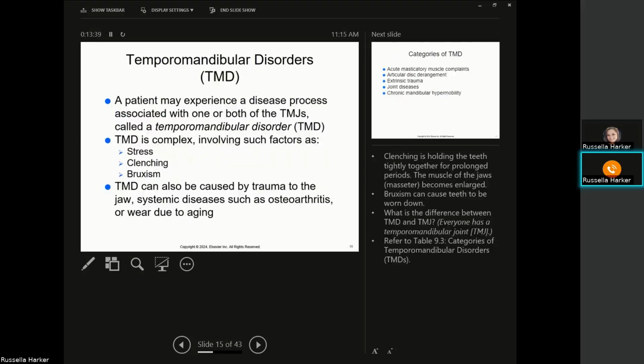With the temporomandibular joint, because it is a joint, it can have disorders. They are called TMD, or temporomandibular disorders. A patient can experience a disease process associated with one side of their TMJ or both. TMD is complex, and it can have factors like stress, clenching, or bruxism. Clenching, of course, is just holding your teeth together tightly, but bruxism is grinding of the teeth. TMD can also be caused by trauma to the jaw, systemic diseases such as osteoarthritis, or wear due to aging.